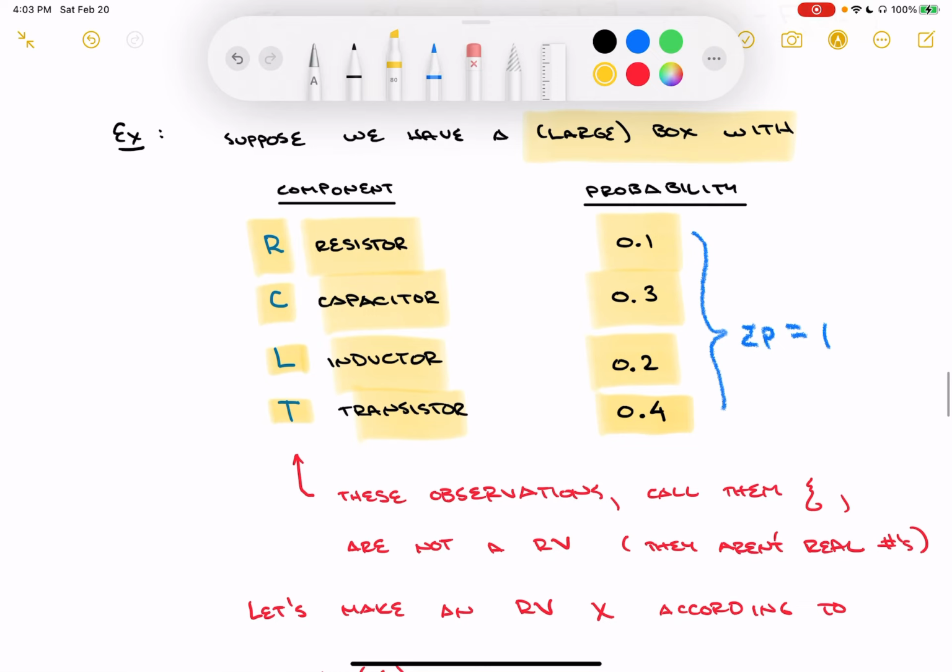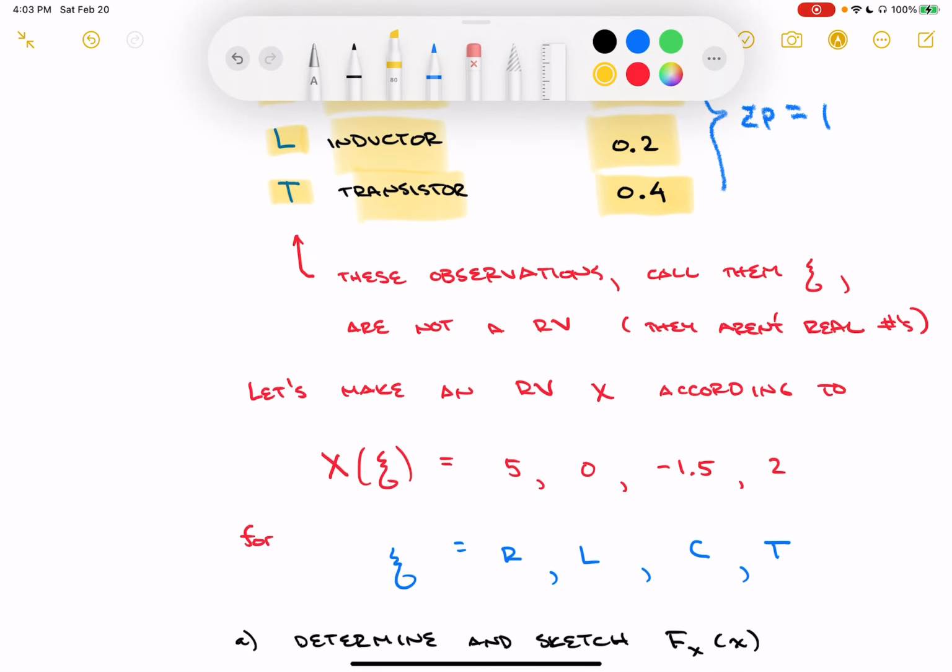So each of those observations, R, C, L, and T, are not random variables because they are not real numbers. We can map them into a random variable, and I'm going to call that random variable X. We can do that according to some mapping rule, which is how we first introduced it. So I'm going to say the random variable X, based on those observations, takes the values 5, 0, minus 1.5, and 2, depending on whether we observed a resistor, an inductor, a capacitor, or a transistor.